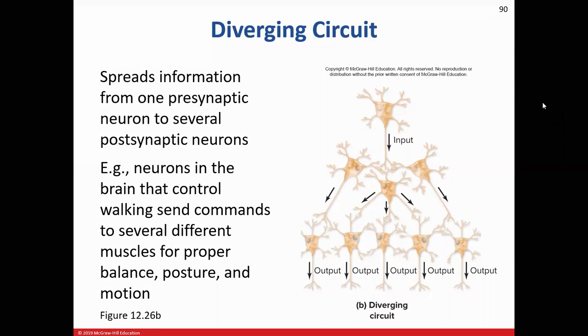Our example would be where we have neurons in the brain that control walking, and they're going to send commands to several different muscles for proper posture, balance, and motion. Again, we have one function or one action, which is walking, but we have to stimulate numerous muscles and limbs and areas of the body in order for us to succeed with walking.